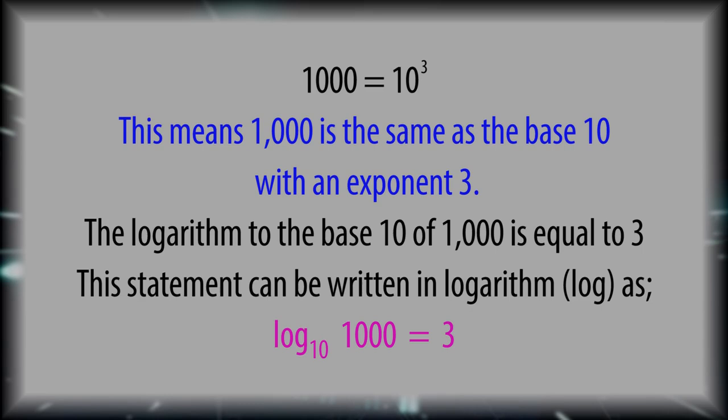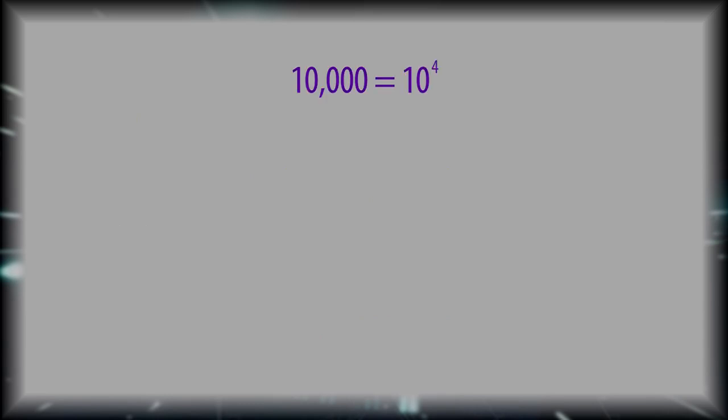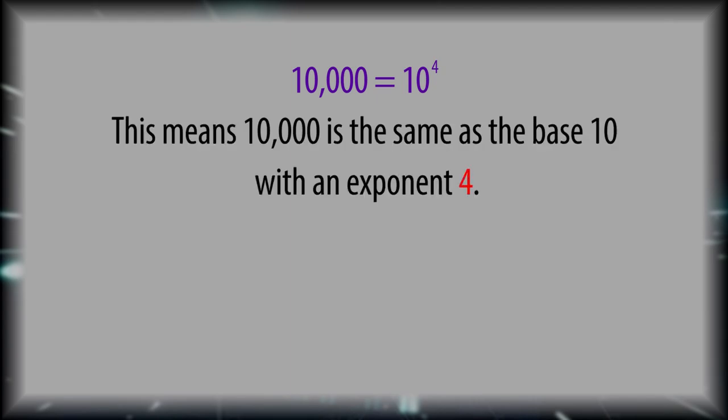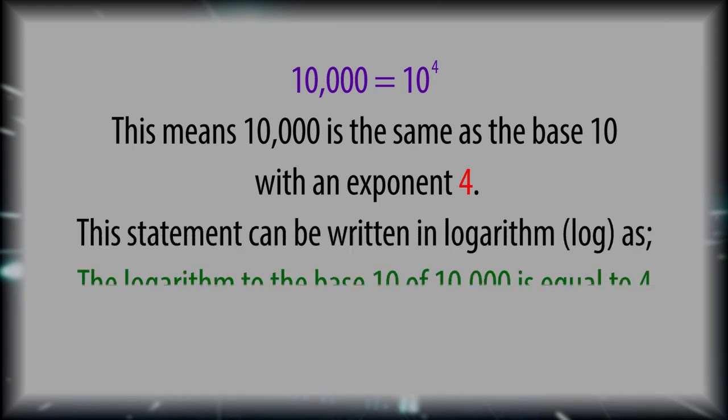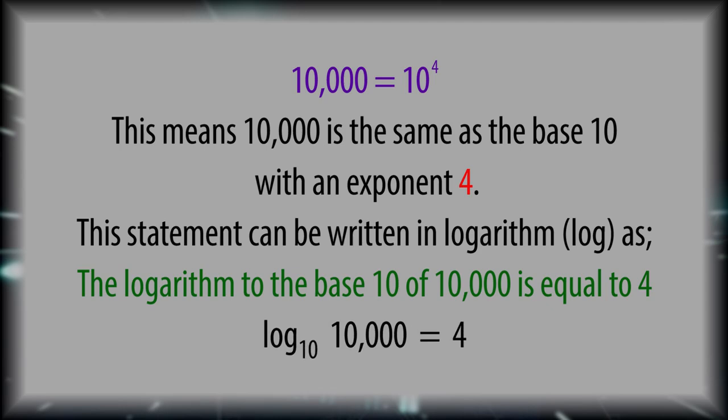Now, can you try this? We have 10,000 is equal to 10 raised to the power 4. This means 10,000 is the same as the base 10 with an exponent 4. We can write this in log form as the log to the base 10 of 10,000 is equal to 4. And in short form, we write log base 10 of 10,000 is equal to 4. You can see that the base, which is 10, is written very small. I hope you are getting it.